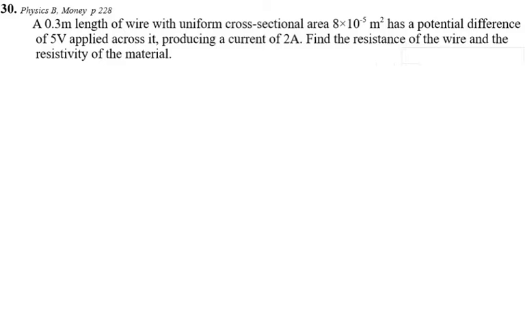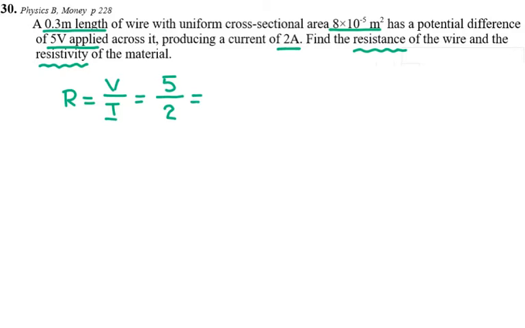Let's look at this example from our lessons online. So we have a 0.3 meter length of wire with a uniform cross-sectional area, the area is given, and a potential difference of 5 volt is applied across it, producing a current of 2 amps. So they ask you to find the resistance and then the resistivity of the material. To find the resistance, I will use Ohm's law, that's the voltage divided by the current. The voltage applied is 5 volt and produces a current of 2 amps. So the resistance of the wire is 2.5 ohm.